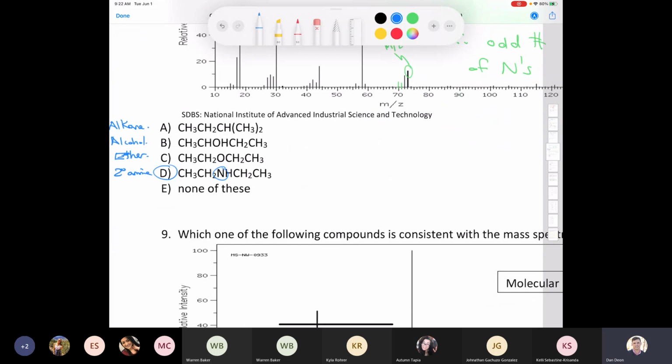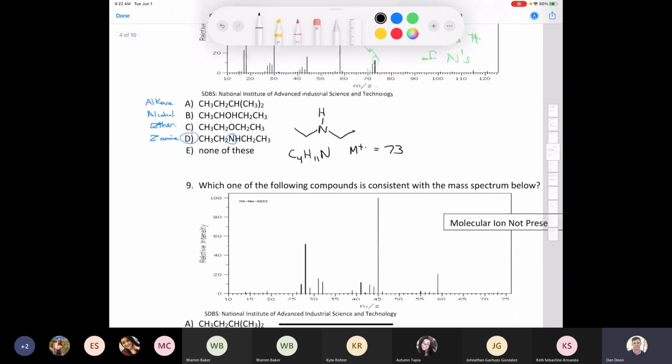You can calculate the mass of this if you want. It's called diethylamine. If you calculate the mass of this compound, it's C4, and then we have 1, 2, 3, 4, 5, so 10, we have H11N, so that means we have 48 plus 11 plus 14, and that gives us the mass over charge for our ion. Our molecular ion is going to be equal to 73. So we double check that one.